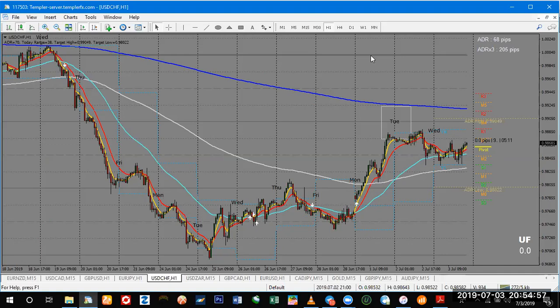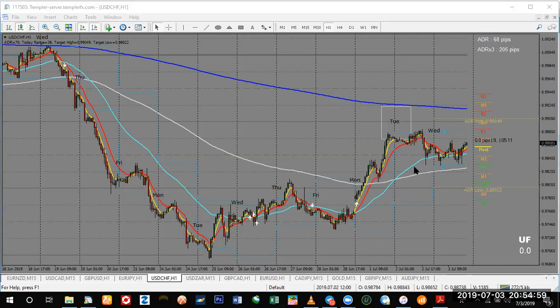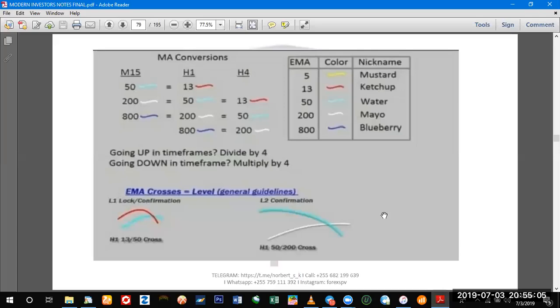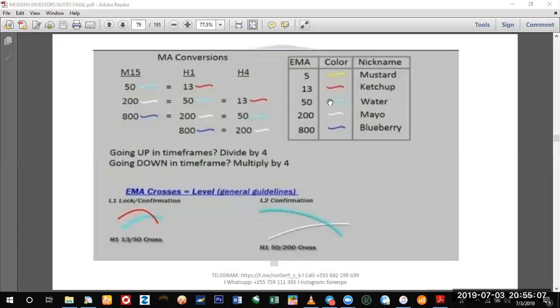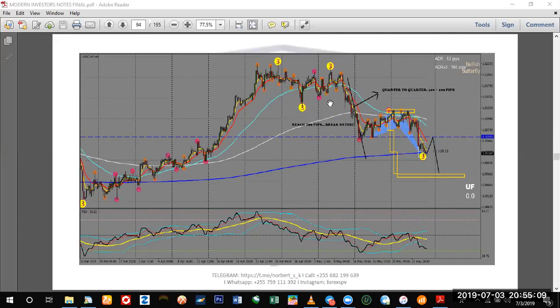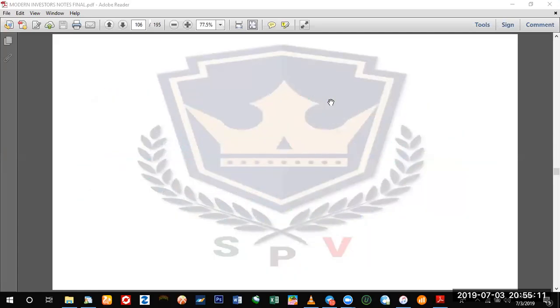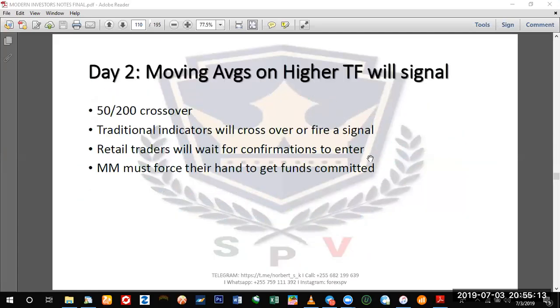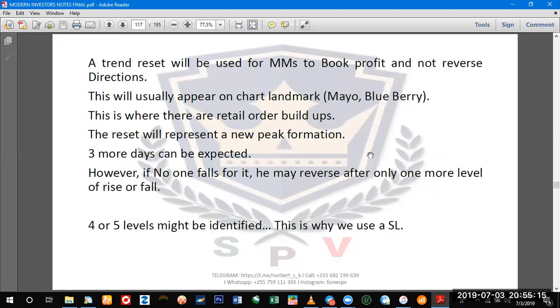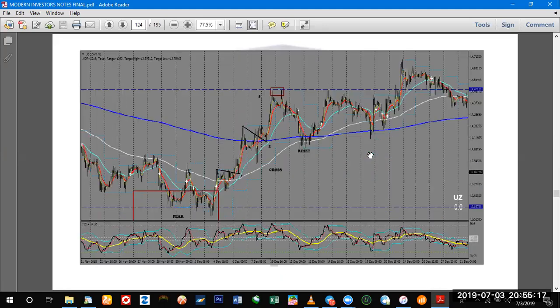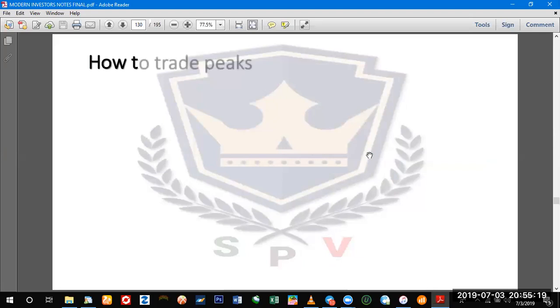Okay, let's continue on other uses of EMA. So we have the 50-50 bounce trades that we take on the moving average, on the 50 EMA. We call them the 50-50 bounce trades.